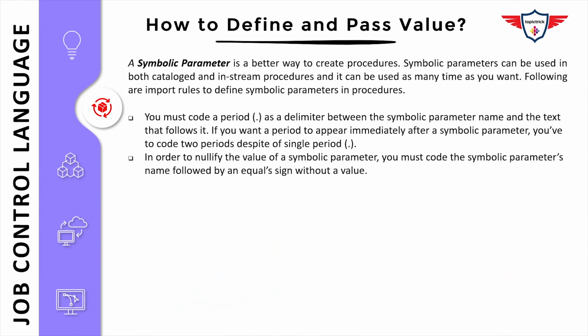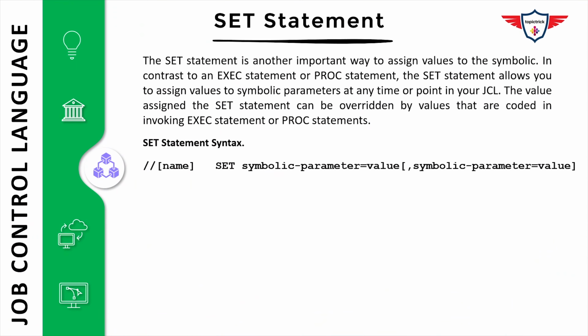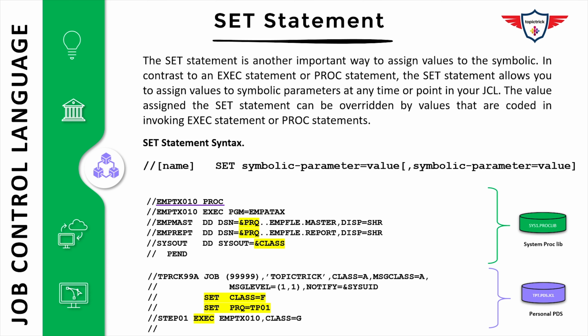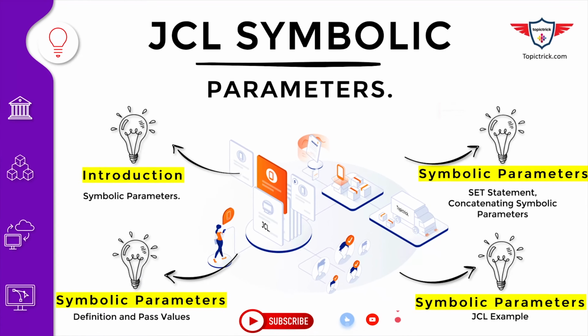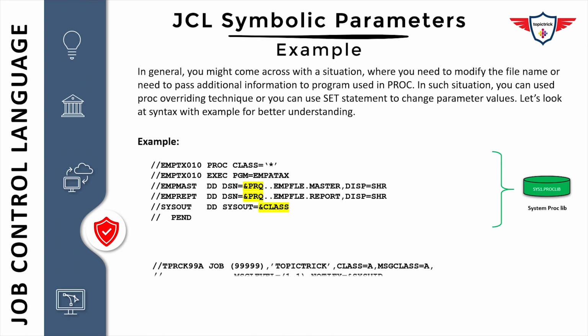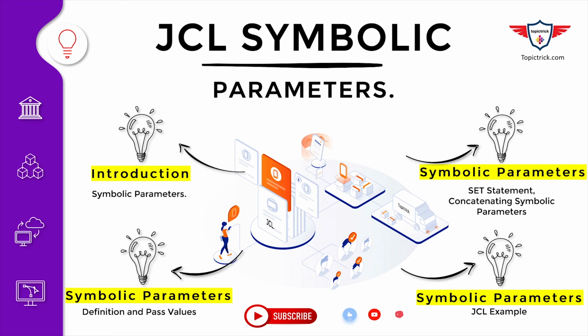In second section we will focus on how to define and pass values to symbolic parameters which is defined in your JCL proc. In third section we will primarily focus on the set statement and the concatenation of symbolic parameters. We'll also look at an example so that you can have a good understanding of how you can use set statement in your JCLs. And the last section is JCL symbolic parameter example, and in this section we will focus on an example that will explain how to use symbolic parameter in your procedures and how you can pass values to those symbolic parameters from your JCL.